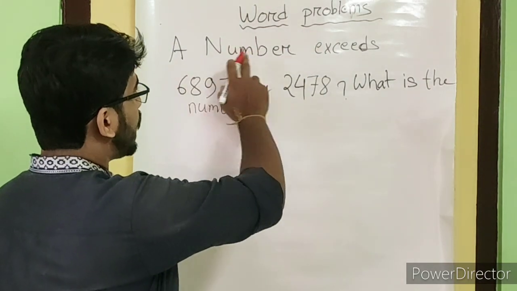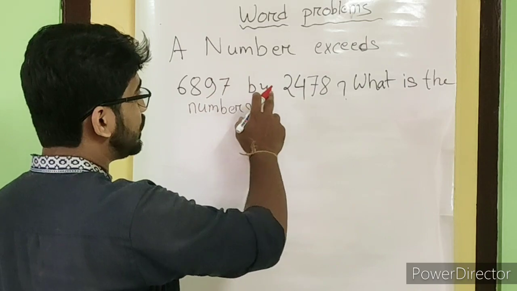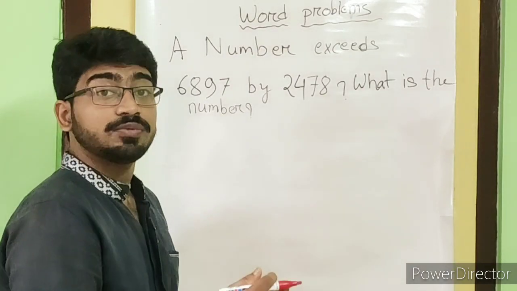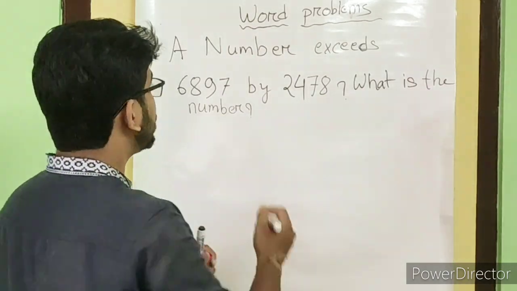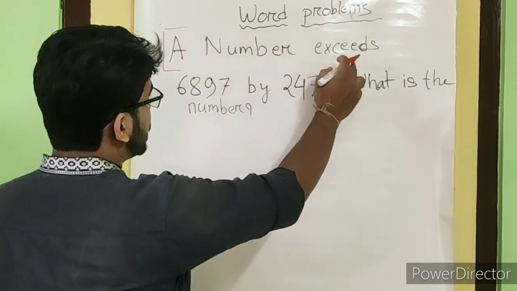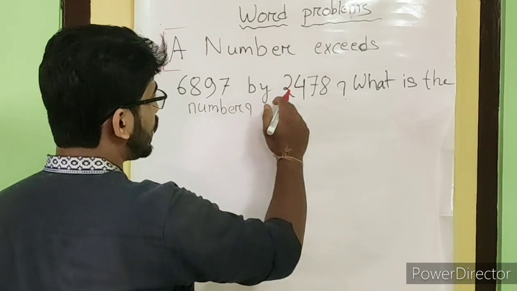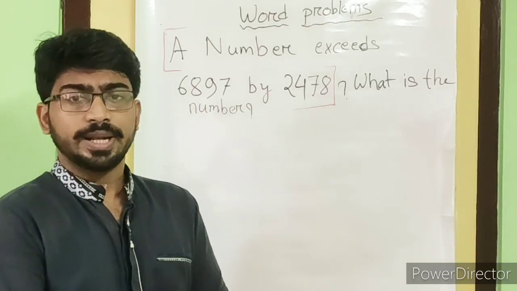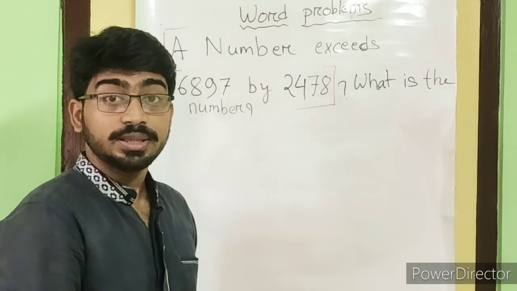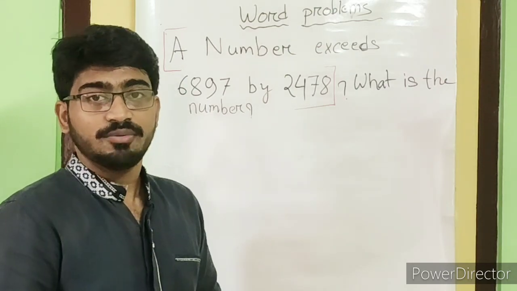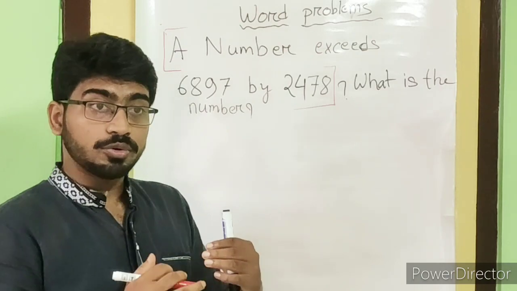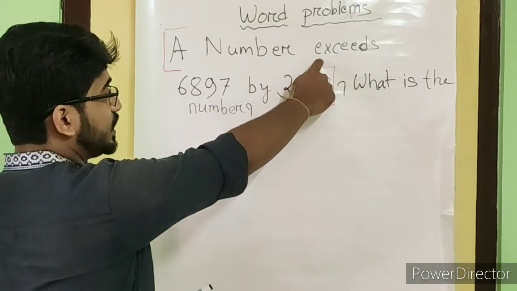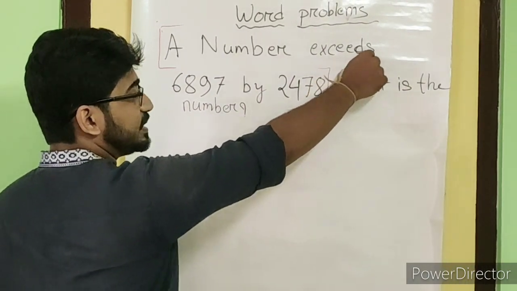Word problems. A number exceeds 6,897 by 2,478. What is the number? This one is the question, this one is our case to solve. So what is the information? A number exceeds 6,897 by 2,478. This one is the information. Now the question arises: if this is the information, then where is my link, my hint, my clue to go to the next stage, the calculation stage? Here one word has been given: exceeds.